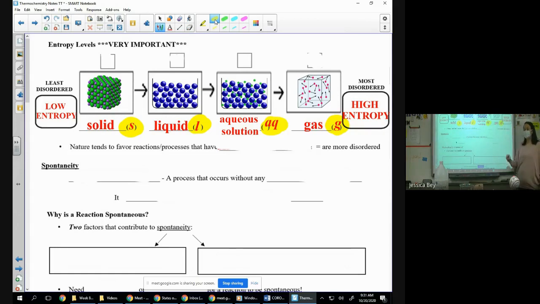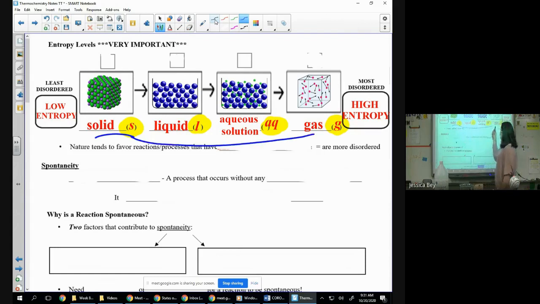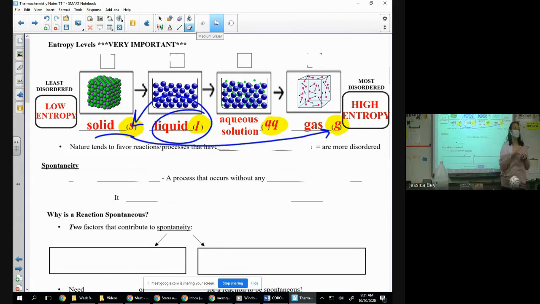So when I'm asking you, what is the entropy doing? If you see that it starts as a solid and it ends up as a gas, you'll tell me the entropy is increasing. If it starts as a liquid and you freeze it into a solid, you'll tell me the entropy is decreasing.